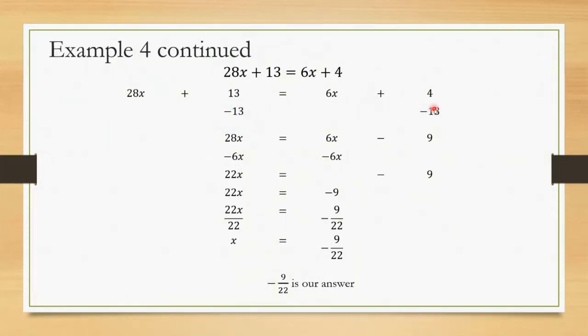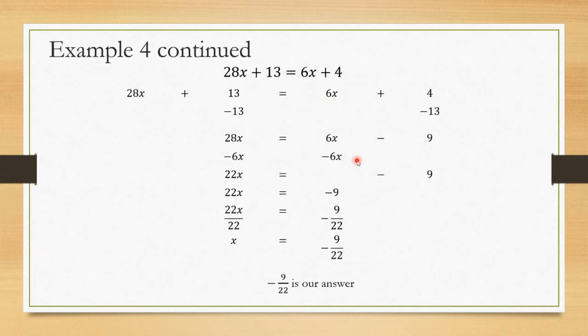As you can see. Now, how's that help? Well, on the left side here of the equal sign, the 13's cancel. We're left with 28 times x. Then we have the equals here. Then we have 6 times x over here, as you can see, minus 9. Okay, that's good.